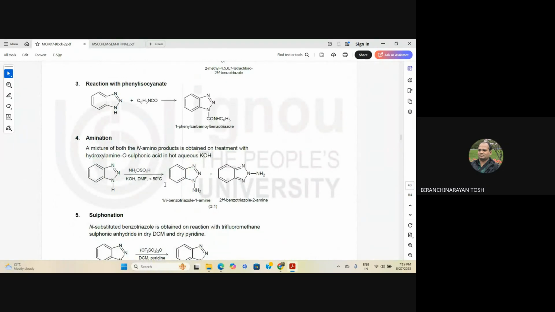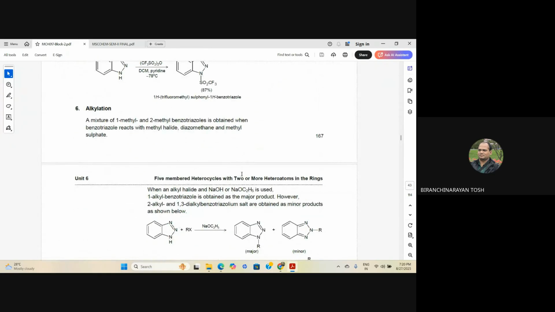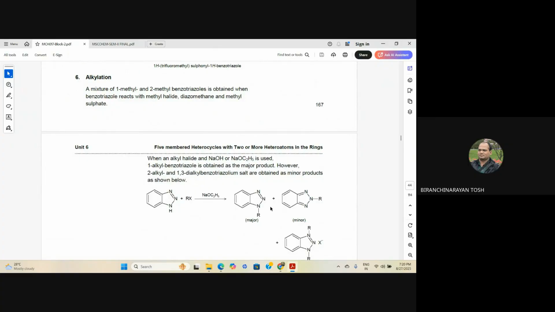Amination: a mixture of both N-amino products is obtained on treatment with hydroxylamine-O-sulfonic acid in hot aqueous potassium hydroxide. Then N-sulfonyl substituted benzotriazole is also obtained on reaction with trifluoromethane sulfonic anhydride in dry DCM and dry pyridine. Alkylation also takes place at the nitrogen atom when alkyl halide and sodium hydroxide or sodium ethoxide is used.